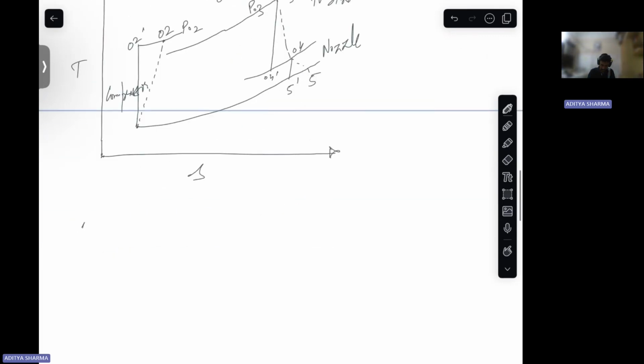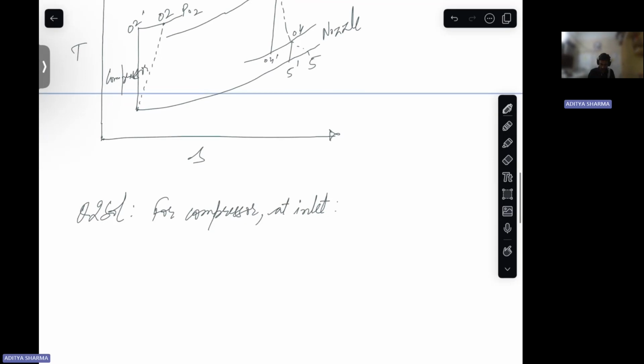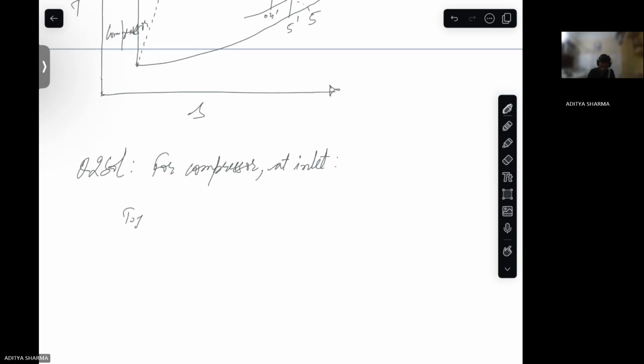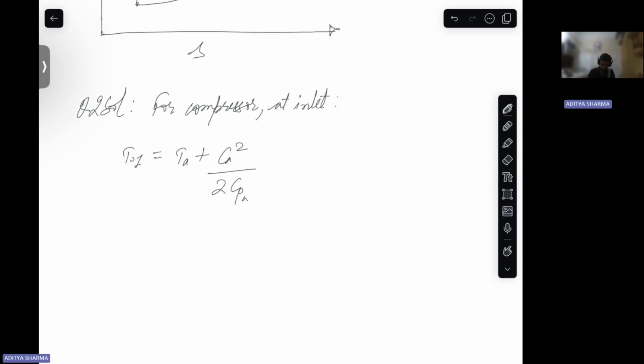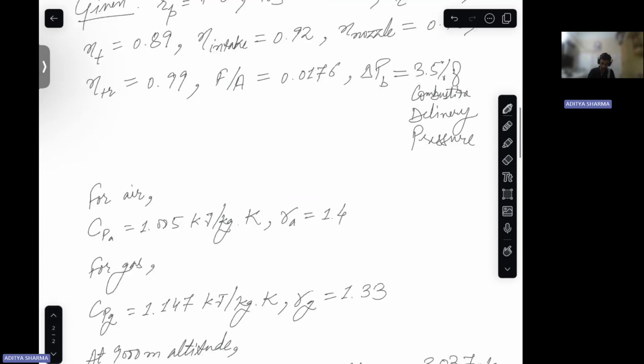So we'll work with compressor first of all. Solution for compressor. And in that, what happens is total temperature is Ta plus Ca square by 2 Cpa. Here Ta we have, Cpa we have, C initial velocity we don't have. See what is given to you.